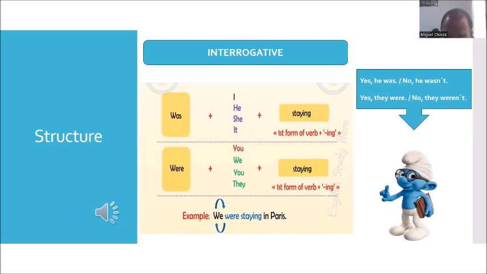For example, was he staying? Yes, he was. No, he wasn't. Was it staying? Yes, it was. No, it wasn't. Were you staying? Yes, I was. No, I wasn't. Were they staying? Yes, they were. No, they weren't.